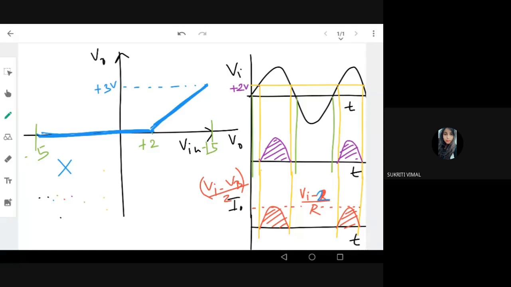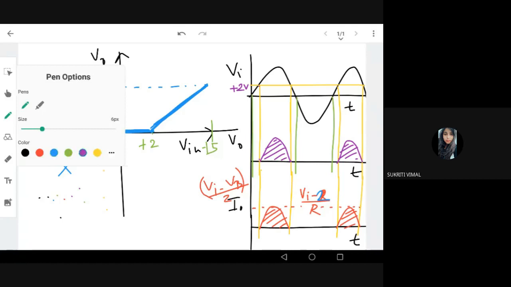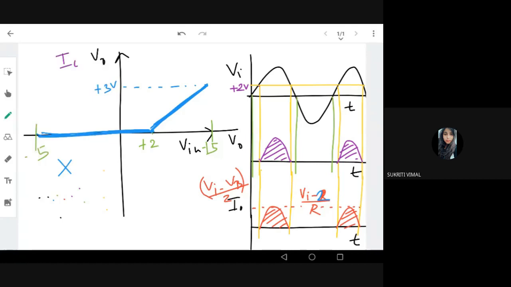Now what is the current I out versus V in graph? I'm drawing over this only, so right now I'm again drawing I out versus V in. We can see it also follows the same thing. So it will be something like this. Okay, it also follows the same thing, but magnitude wise it may be different. This is the I output.